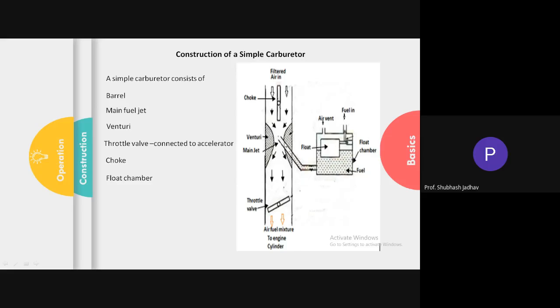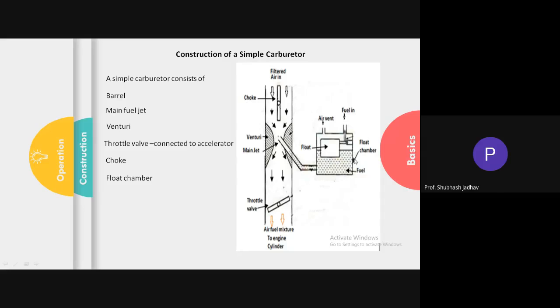Okay, because we know the level has to be always the same in a connected system. The level always remains the same. So here if it is this much, then it will be this much over here. If it is higher, then it has to be higher. So this particular level is fixed. Okay, according to design, some amount of dip is being provided. And this particular chamber is what you call a float chamber.